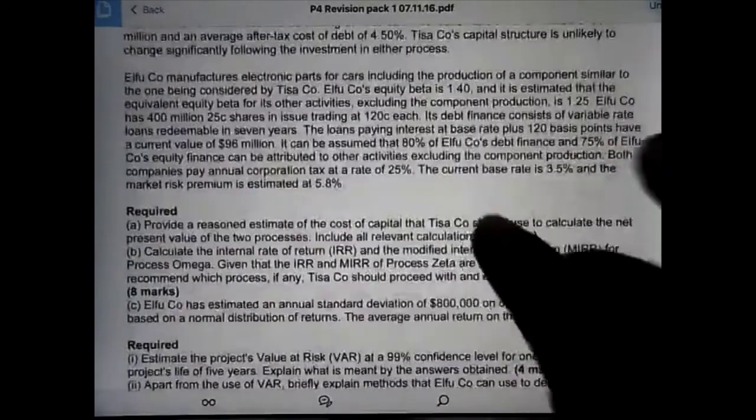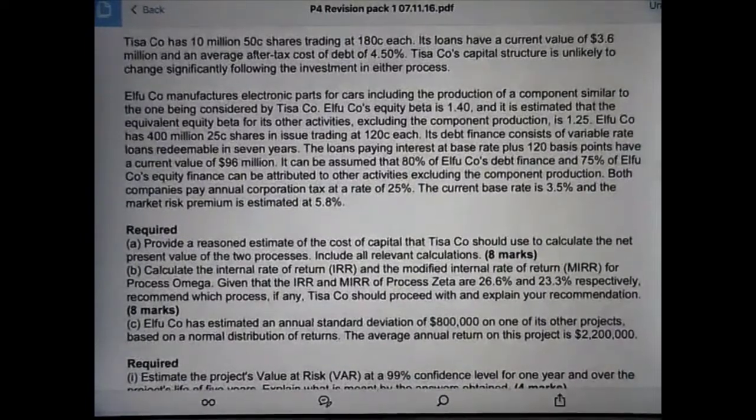Okay, let's have a look at this one. Provide a reasonable estimate of the cost of capital that Tisa should use to calculate the net present value of the two processes. Include all relevant calculations. This is a cost of capital question.